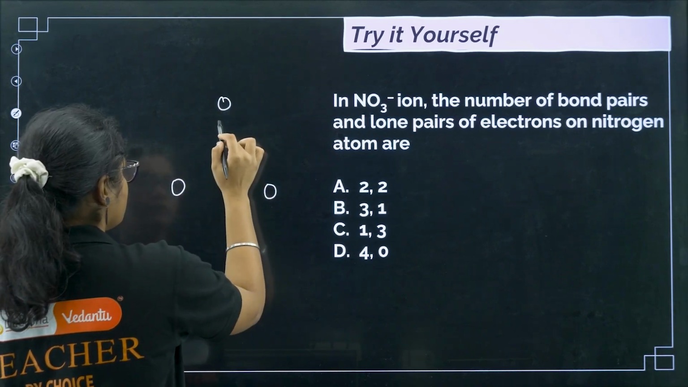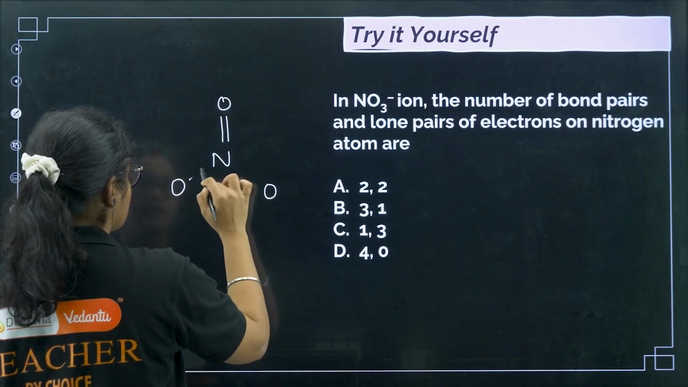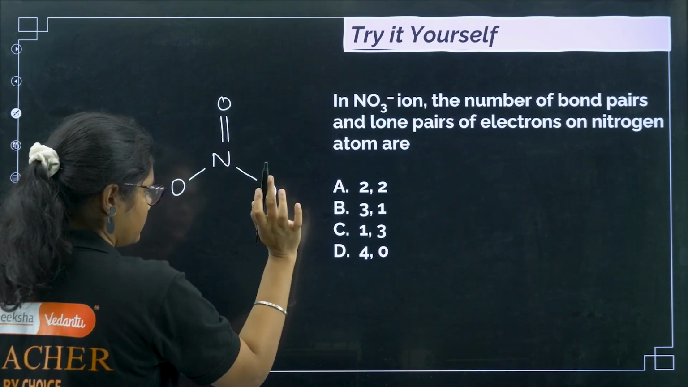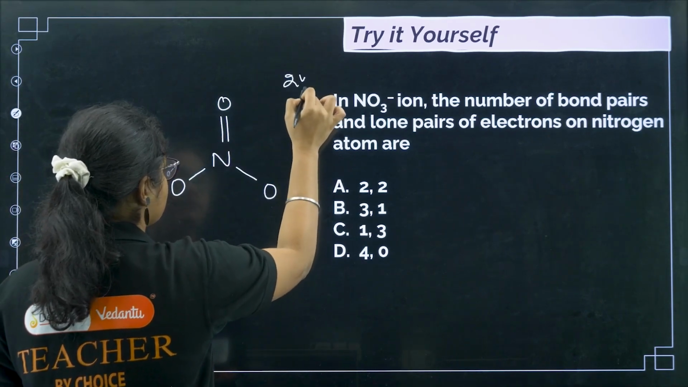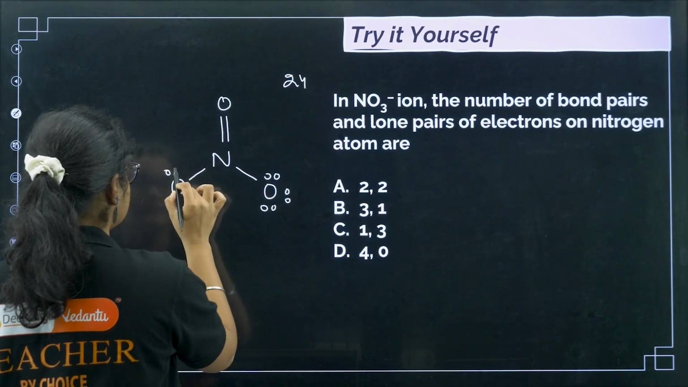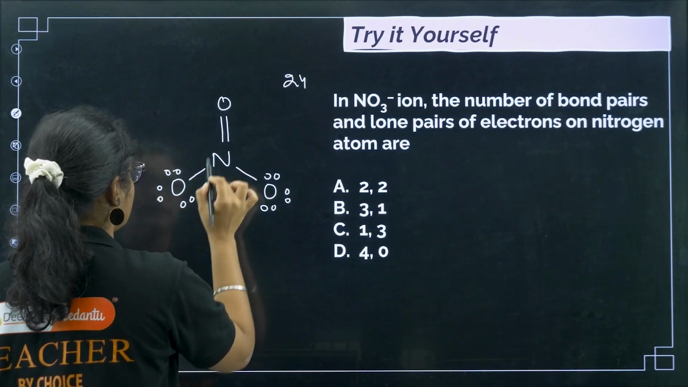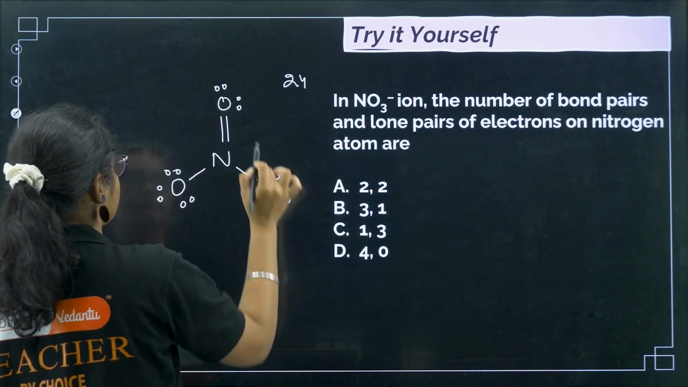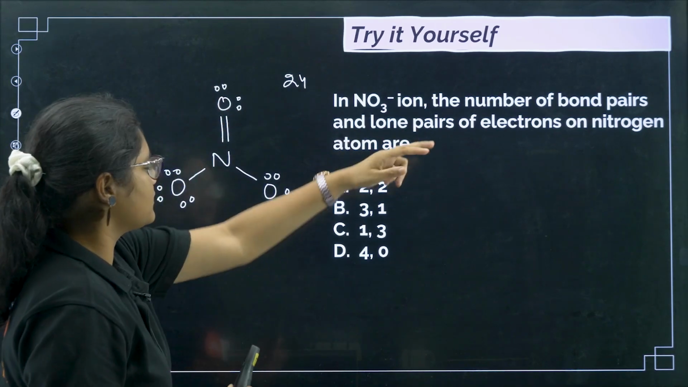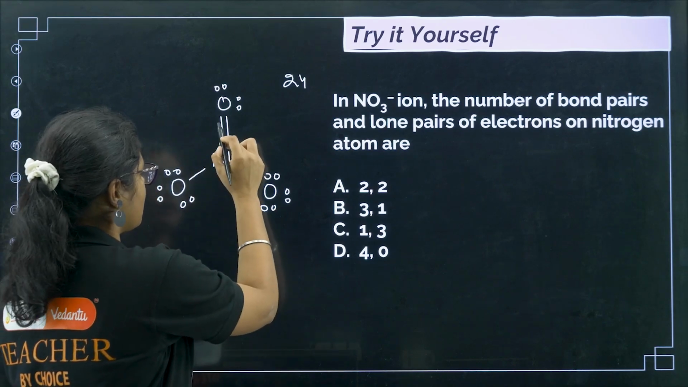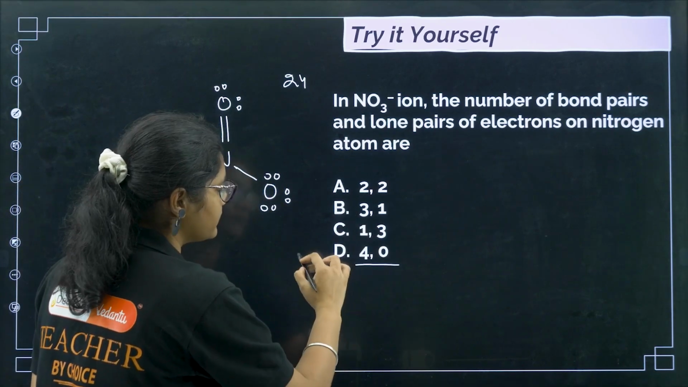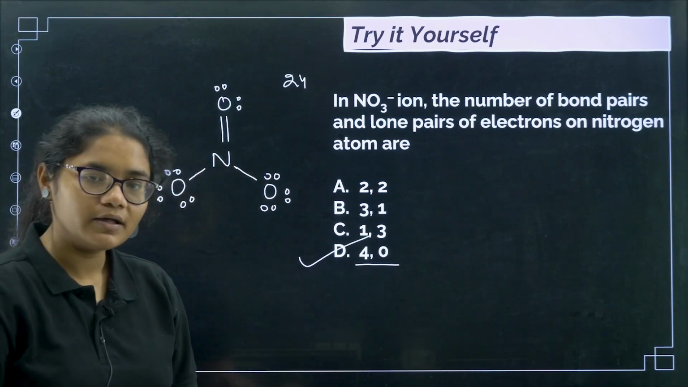So what I'll do? I'll give 1 bond, 2 bond here, this bond here and this bond here. Total 8 electrons used out of 24. Now I place the remaining electrons as lone pairs, up to 24. So yes, all the octets have been satisfied. Now the question is the number of bond pairs. Around nitrogen we have 1, 2, 3, 4 bond pairs, and no lone pair. So 4 and 0, that is option D here.